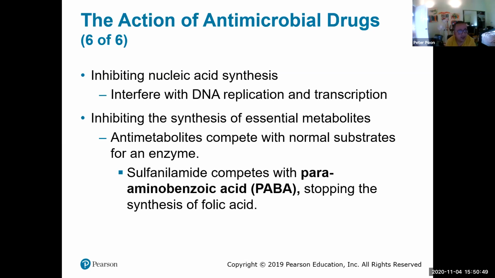Inhibits the synthesis of essential metabolites. The sulfonamide competes, stopping the synthesis of folic acid. A lot of microbes have to make their own folic acid, while we can actually eat folic acid.